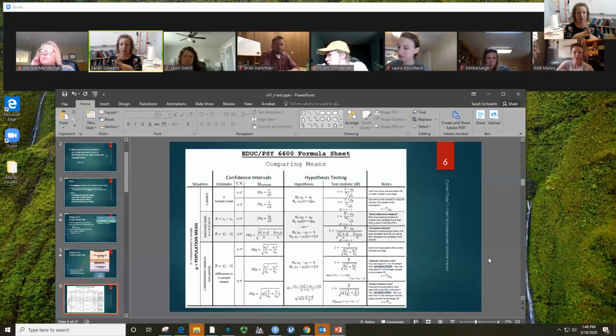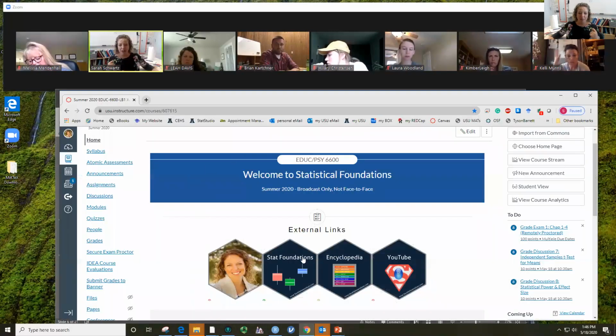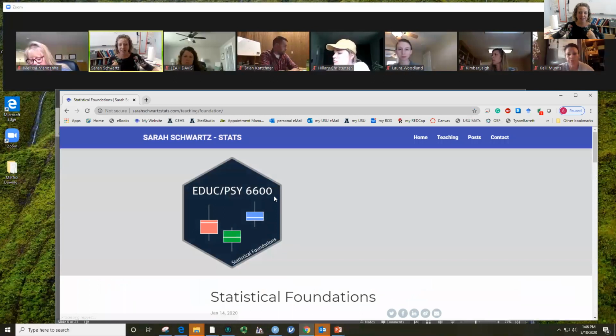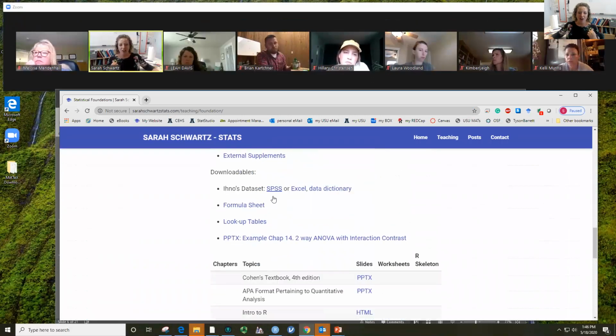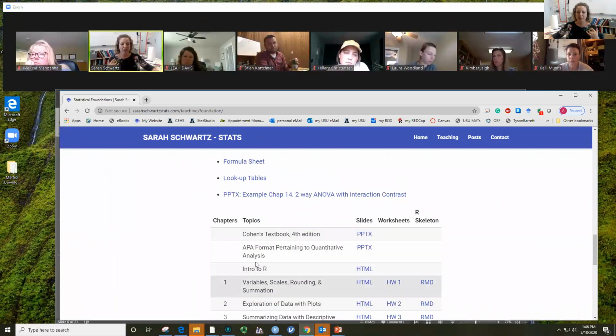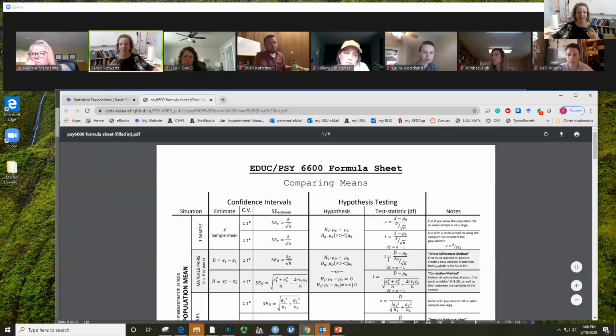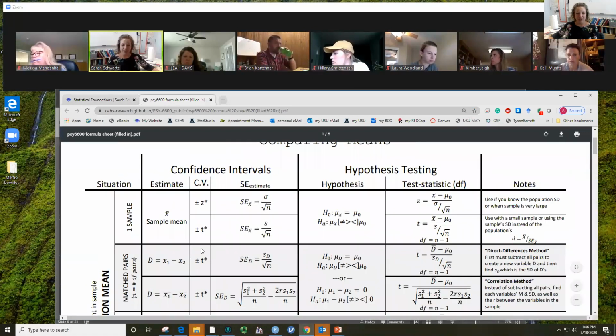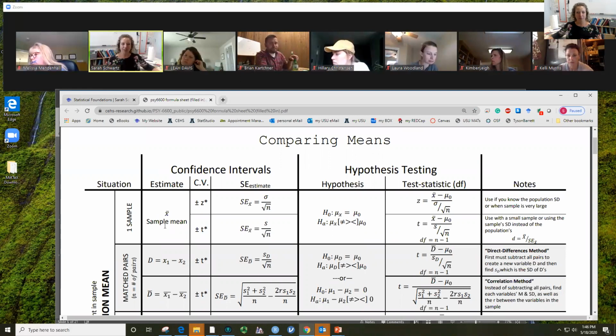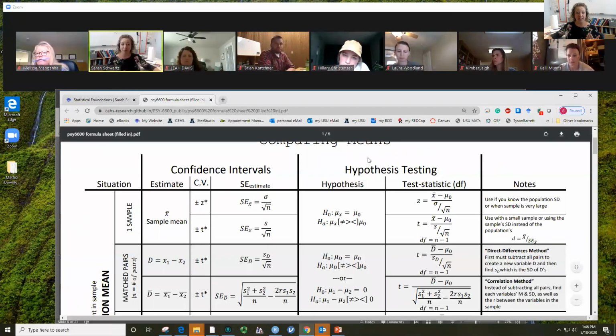So this is the formula sheet that I put together for this class. You can find this by going to our class website and scrolling down. Right before this table of the chapters, it says formula sheet. You click on there. Here is our formula sheet. Now, you are welcome to print this off and use it on every test, to have it in your binder or folder for future reference. It's the formulas that you need to run t-tests and z-tests on this first page for comparing means.